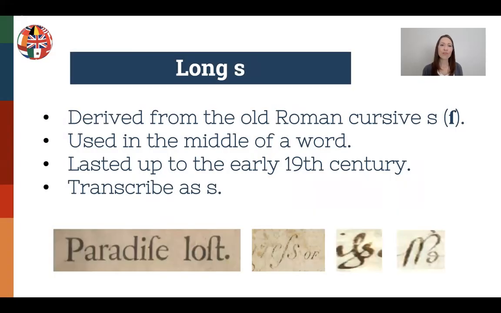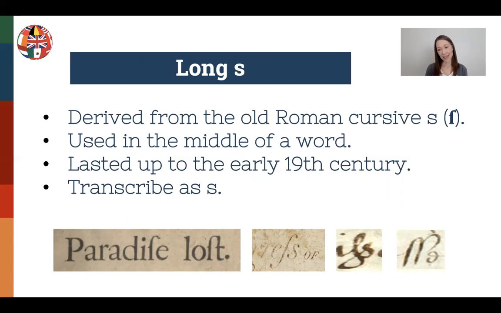Okay, so let's talk a little bit more about the long S. It was derived from an old Roman cursive S that happened in the middle of words, and it looks kind of like a lowercase f. It lasted until the early 19th century. You're going to see this in print, and we transcribe it just as a regular S. So in the examples below, I've got Paradise Lost, and that's in print, and you can see those S's that look like F's. Then the next two examples are when there's two S's in a row, but the first one is the long S, and then the second one is the regular ending S.